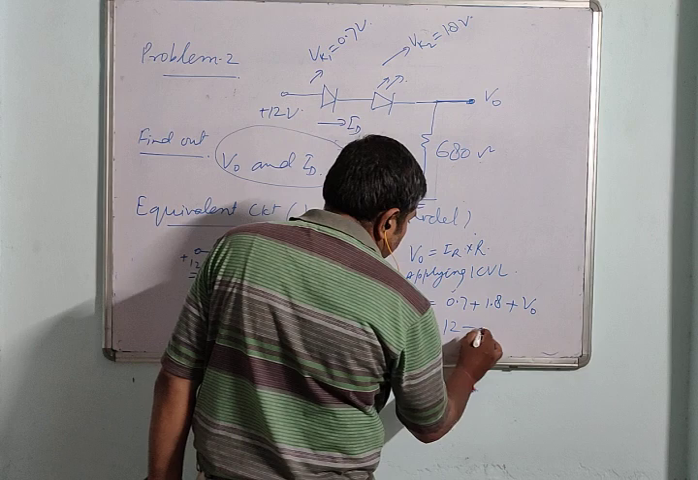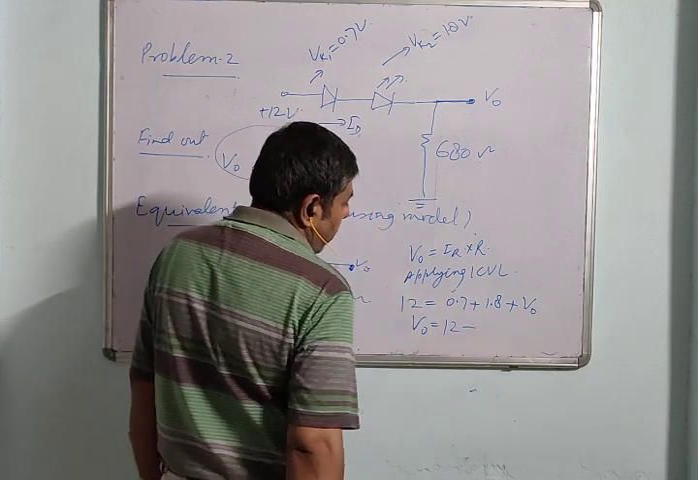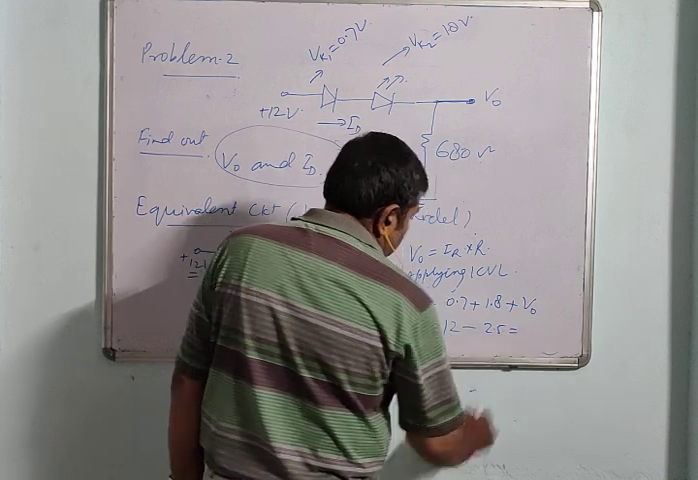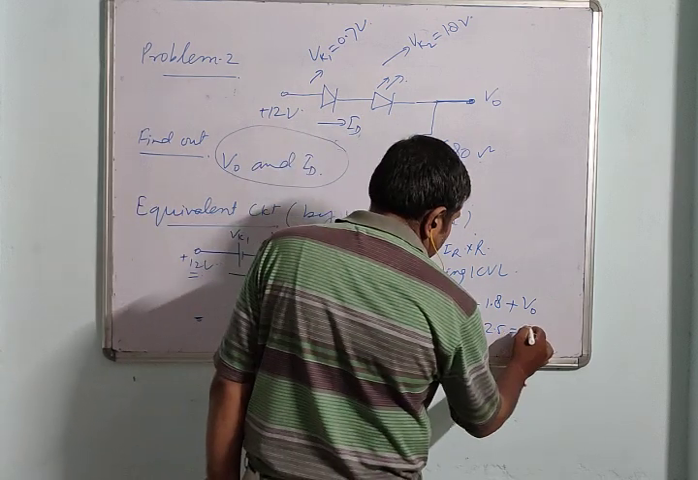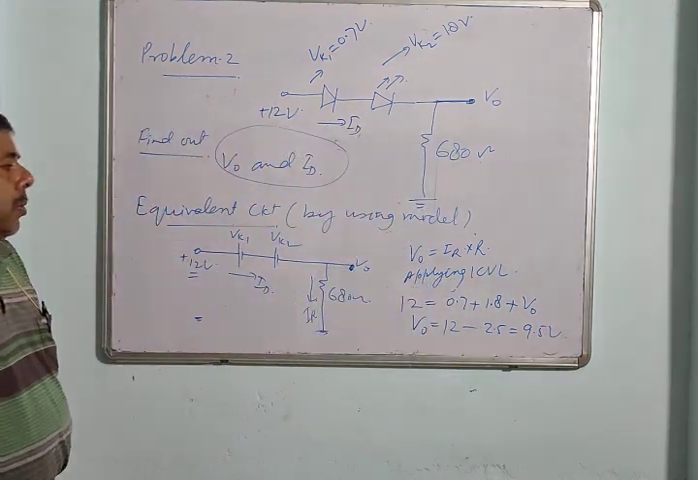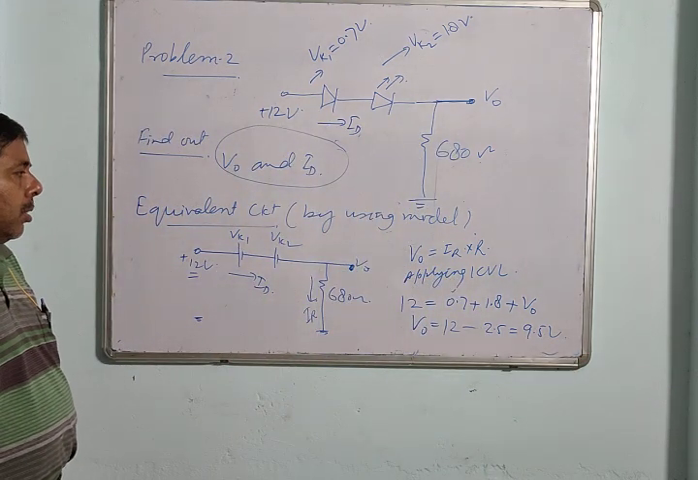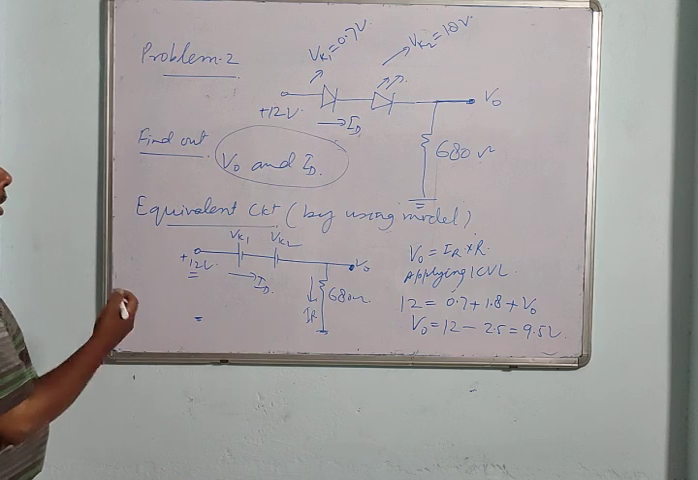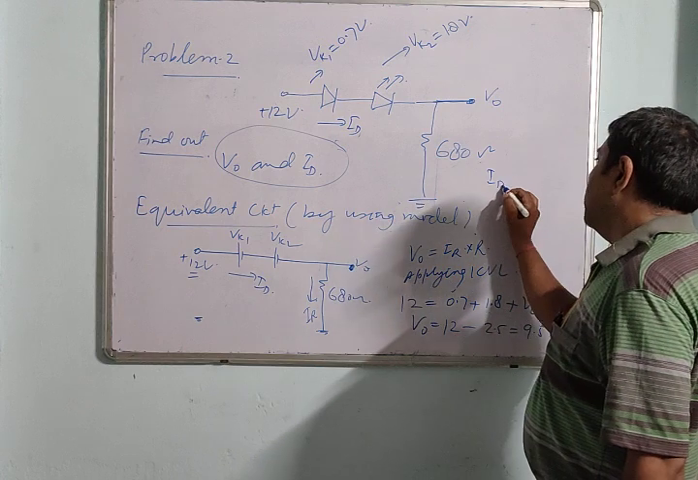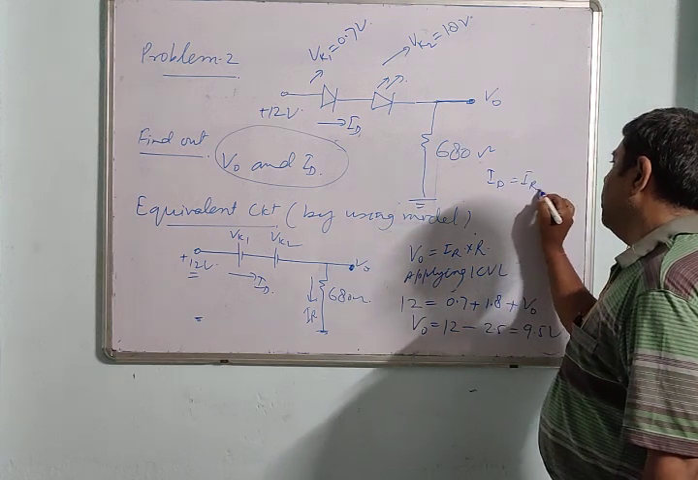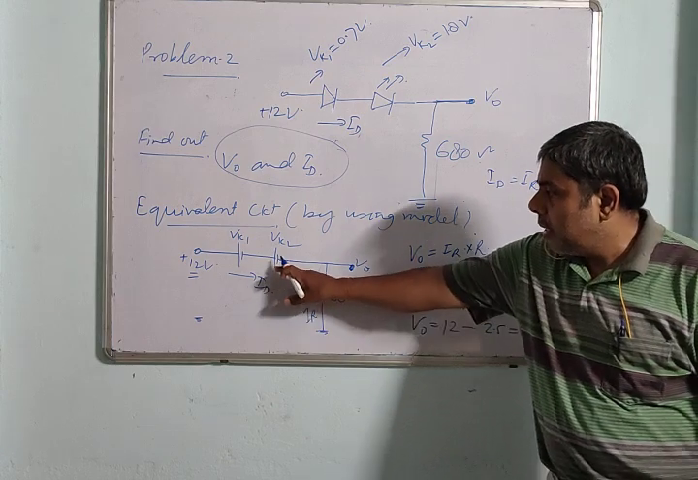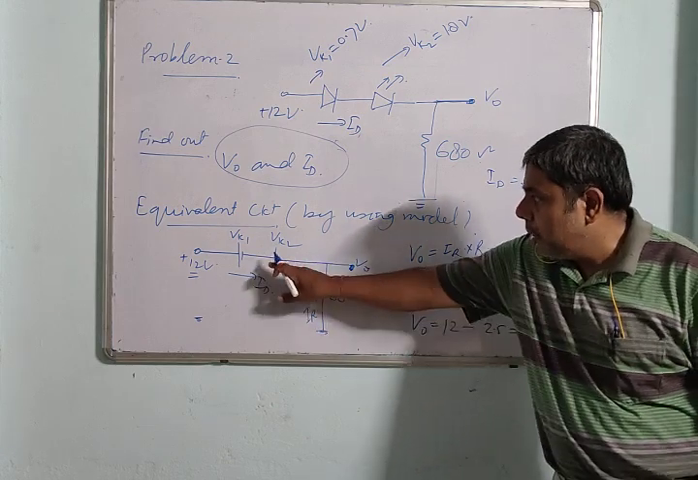V0 is 12 minus 1.8 plus 0.7, that is 2.5, which is equal to 9.5 volt. So this is the V0. And from here you can calculate the diode current also. Obviously these two currents are same. Diode current and this resistance current are same because these two elements are in series.